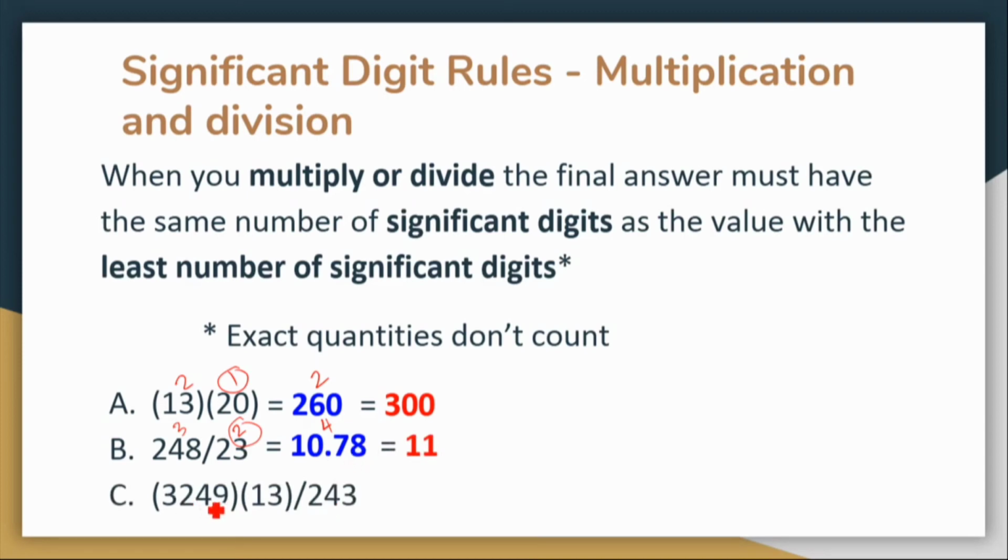Last, 3,249 multiplied by 13 divided by 243. Our answer is 173.8. The significant figures given are 4, 2, and 3. And our answer has 4 significant digits. So we need to follow the least, which is 2. So to round it off, our answer will be 170.